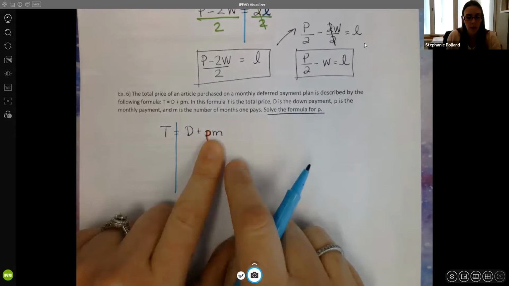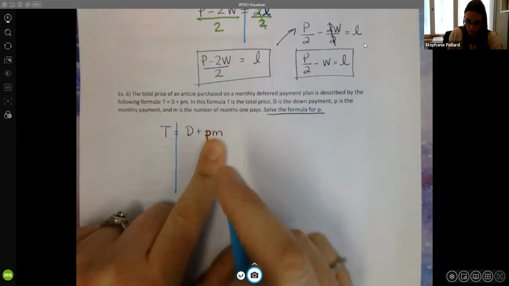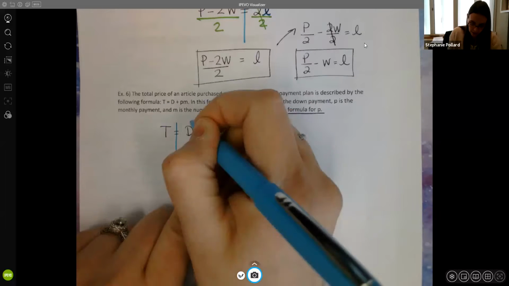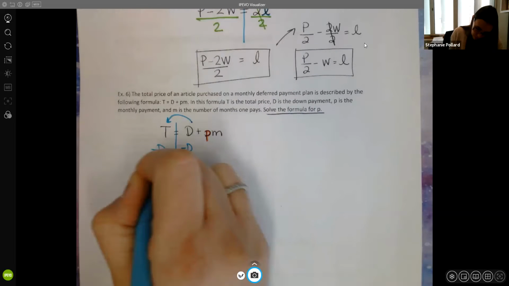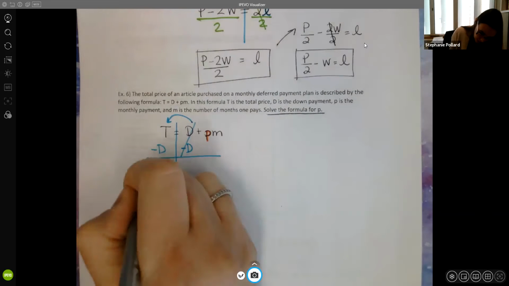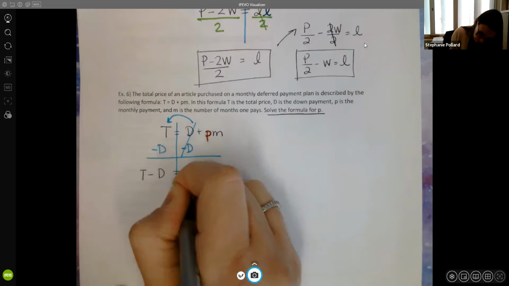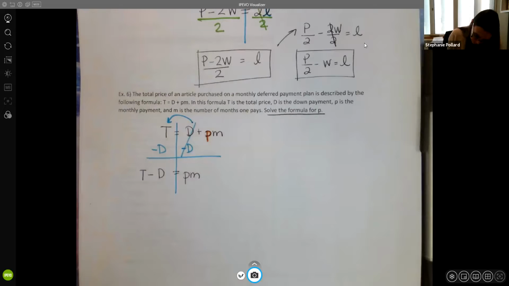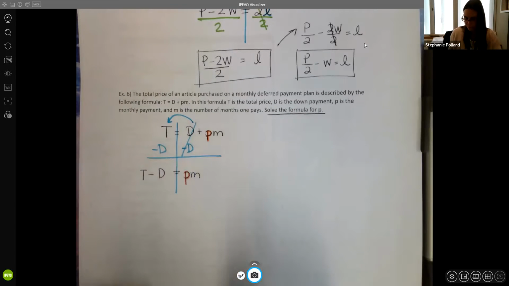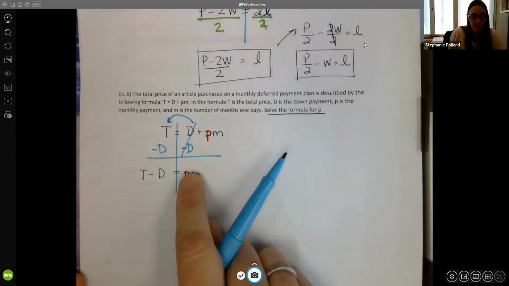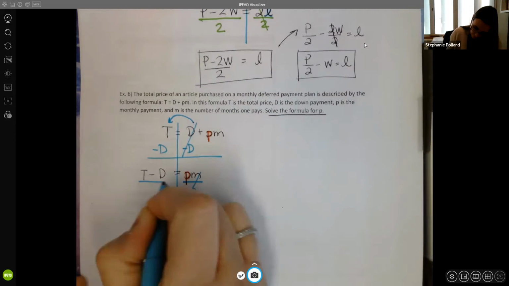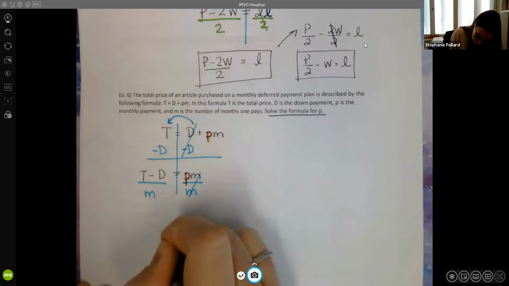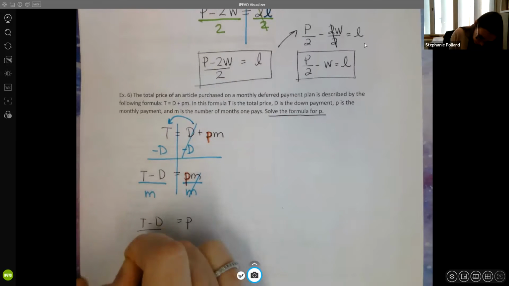So the first thing you need to do is do any sort of adding or subtracting. So I'm going to get this plus D out of here. I've got to move this to the other side. If it's a positive D, it's going to become a minus D. And remember, you're just going to write these next to each other because we can't actually combine them. Now all my plus and minuses are on the other side, and I'm ready to get rid of that M. So I want the P by itself. I'm going to divide both sides by M. And I have my answer, P equals T minus D over M.